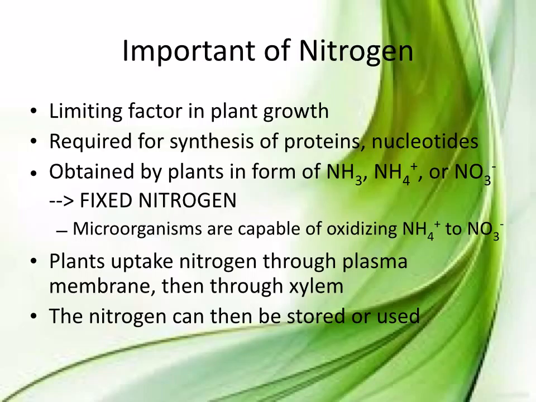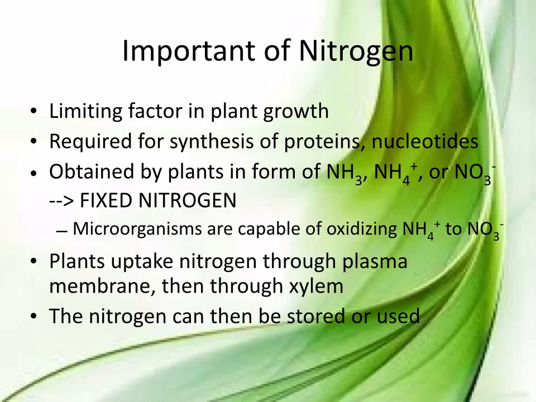Nitrogen, we've all heard of nitrogen fixation, and this is a very important process in our environment. Nitrogen is a limiting factor in plant growth. It is required for the synthesis of amino acids and nucleotides. It's obtained by plants in the form of NH3, NH4, or NO3-, and these forms of nitrogen are called fixed nitrogen. So this is what nitrogen fixation eventually produces, are these compounds.